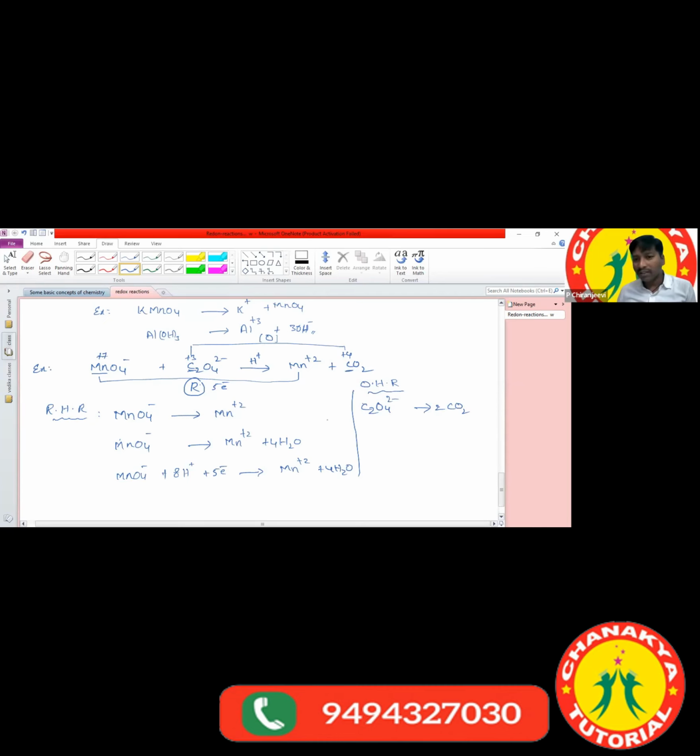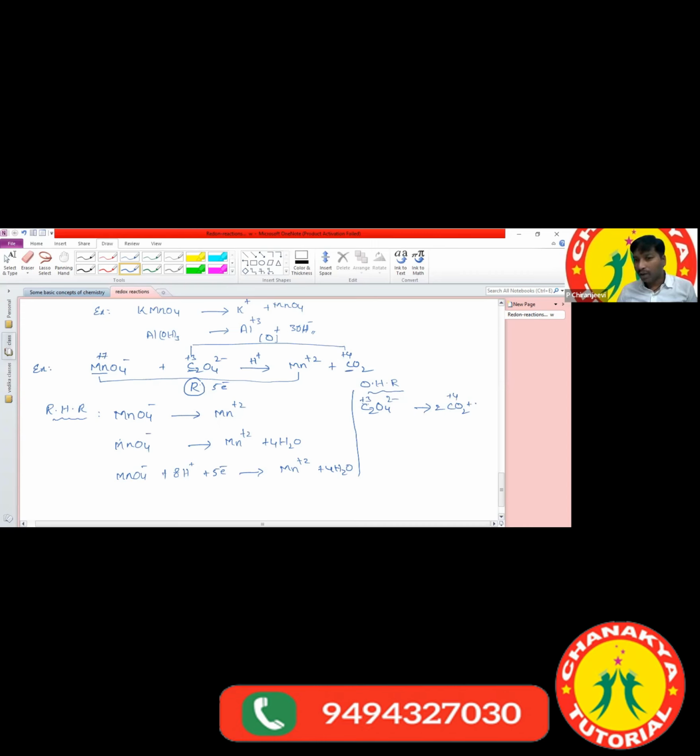Is the charge balanced? No, sir. Here +3 it is there, here +4 it is there. It loses 1 electron. The total number of electrons lost in the chemical reaction, how many electrons are lost totally?